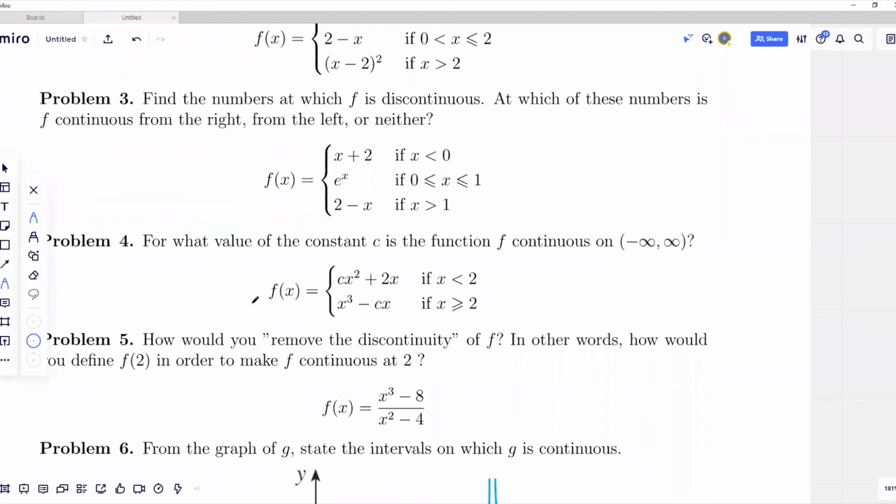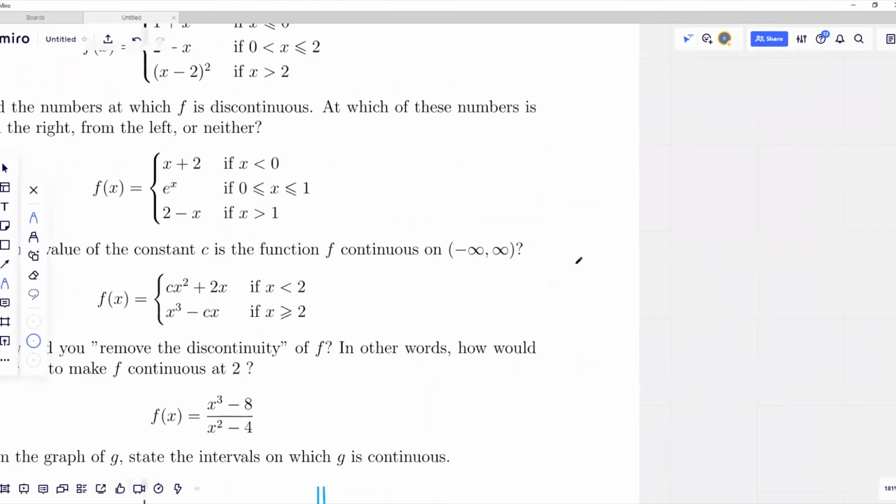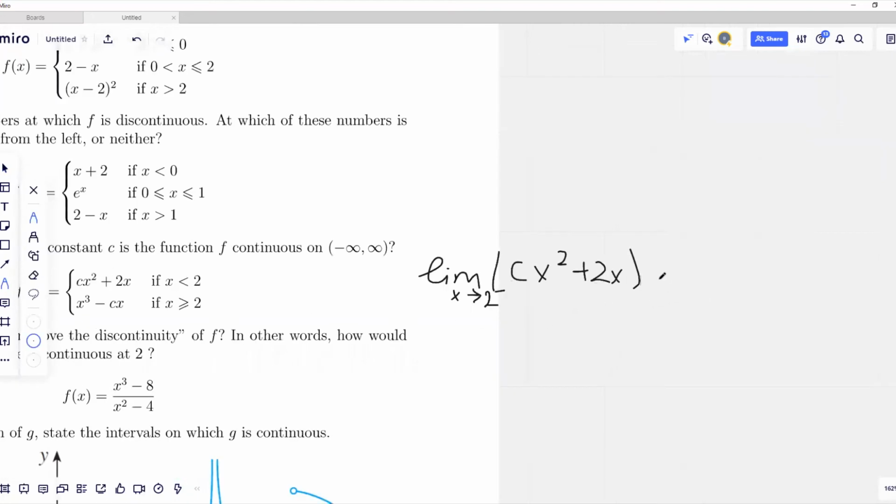Okay, next problem. For what value of the constant c is the function f continuous everywhere? So we have a couple of polynomials, they are continuous everywhere. Now let's check point x is equal to 2. The limit as we approach 2 from the left side should be equal to the limit as we approach 2 from the right side.